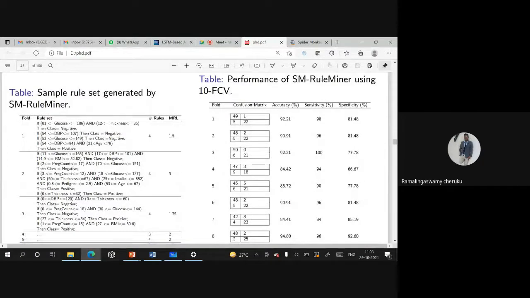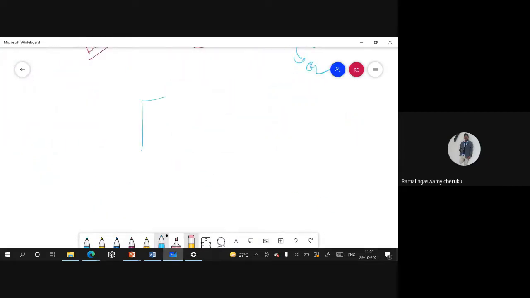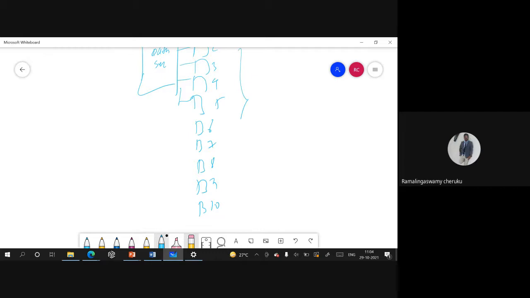Once we fine tuned, we can experiment with our proposed spider monkey algorithm against tenfold cross validation. I think everyone knows about tenfold cross validation. If there is a data set, this data set is split into 10 equal parts: 1, 2, 3, 4, 5, 6, 7, 8, 9, and 10.